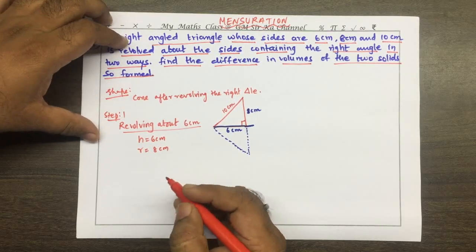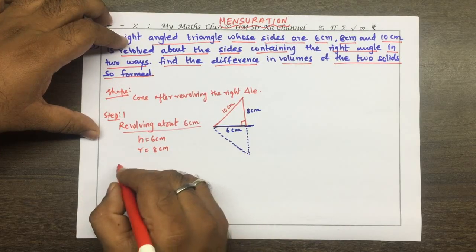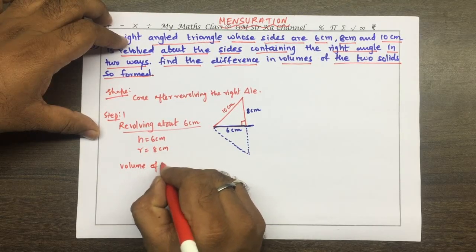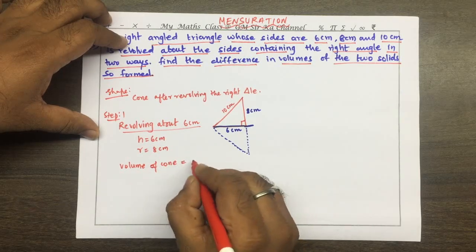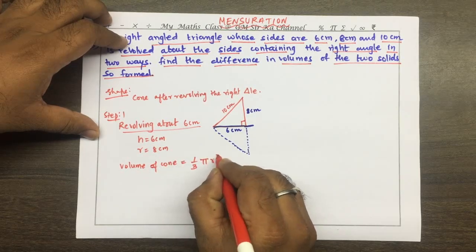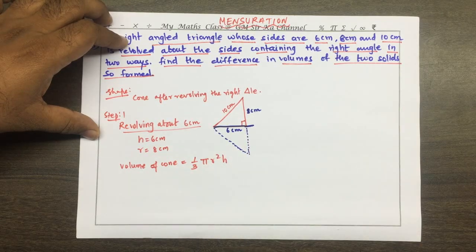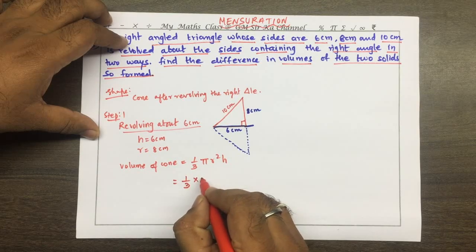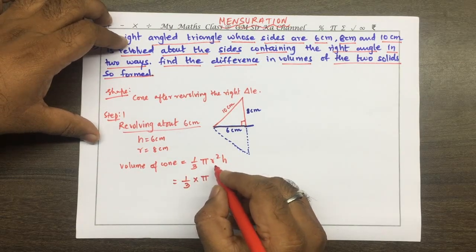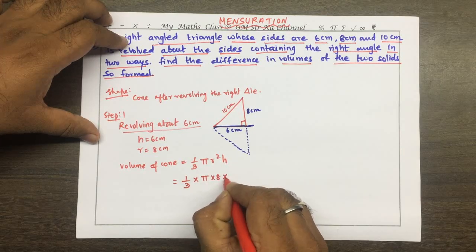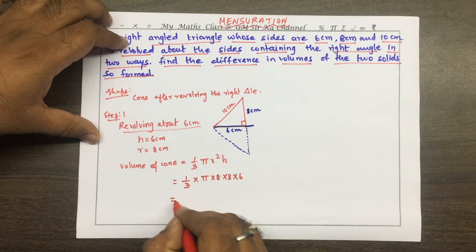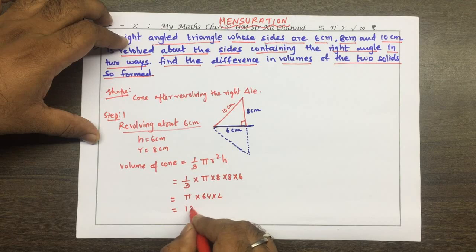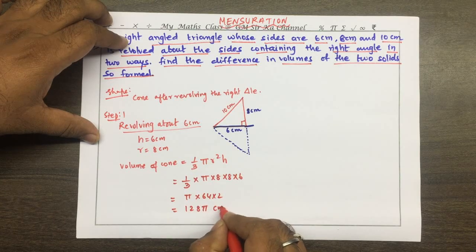So we have the volume equals to 1 by 3 pi r square h, which is 1 by 3 pi into 8 into 8 into 6, so pi into 64 into 2, which is 128 pi centimeter cube.